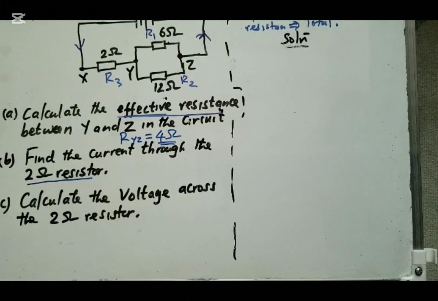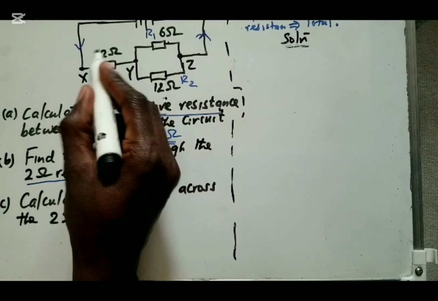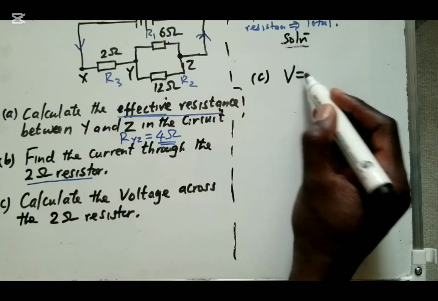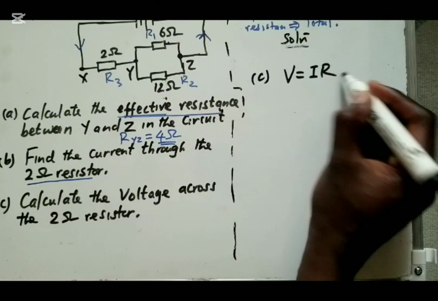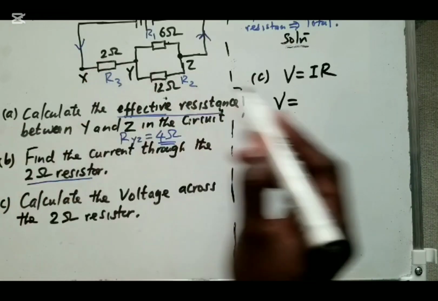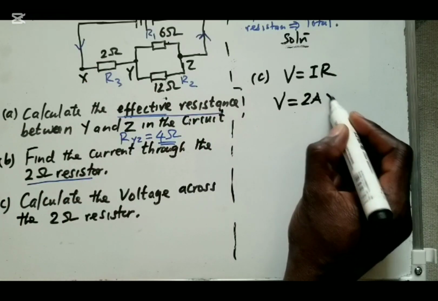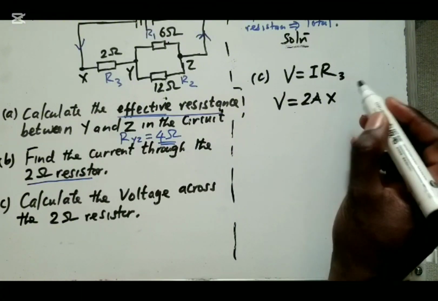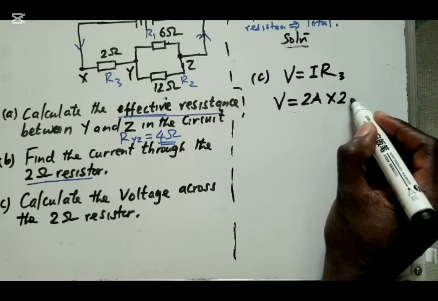the voltage across the 2 ohms resistor. Calculating the voltage across the 2 ohms resistor becomes even simpler, because according to Ohm's law, voltage is equal to current times resistor. So what's the current passing through that one? It is simply 2 amps multiplied by the value of that resistor R3, which in this case is 2 ohms.